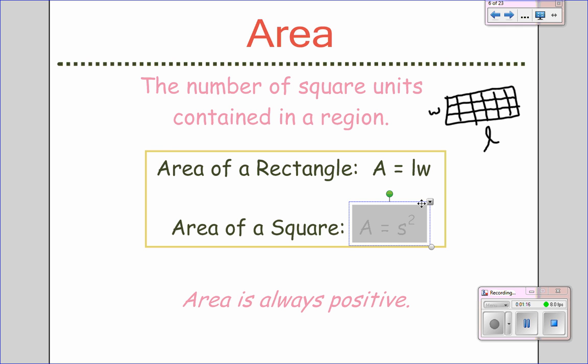The area of a square is just side squared, because all the sides are going to be the same because it's a square. So really you're doing length times width, but you're just doing it times itself because it's the same number. Area is always positive as well.